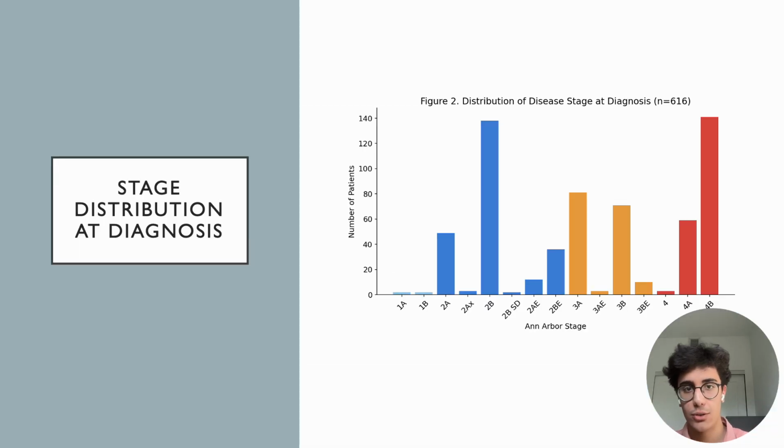Now, I've gone over this once, the stage distribution and diagnosis. It's just more detailed. The two dominant groups are 2B and 4B with almost 300 patients.